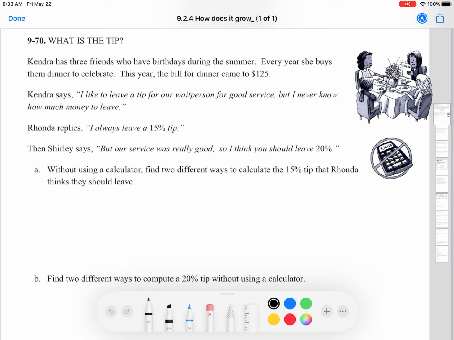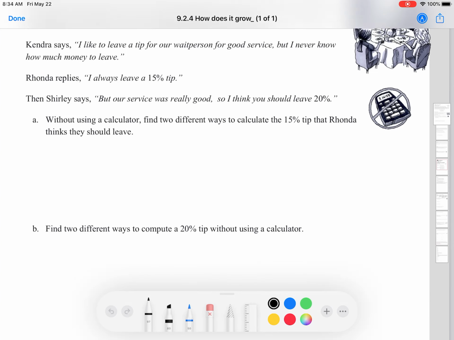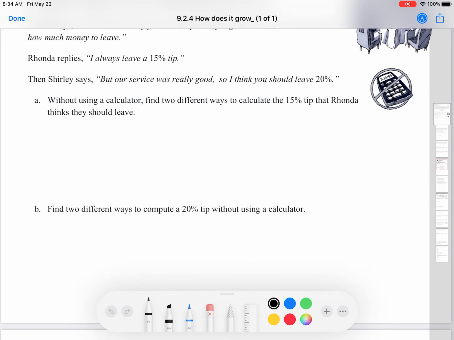In 9.70, what's the tip? Kendra has 3 friends who have birthdays during the summer. Every year she buys them dinner to celebrate. This year the bill for the dinner came to $125. I like to leave a tip for our wait person for good service, but I never know how much money to leave. Rhonda replies, I always leave a 15% tip. Then Shirley says, but our service was really good, so I think you should leave 20%. Without using a calculator, find 2 different ways to calculate the 15% tip that Rhonda thinks he should leave.